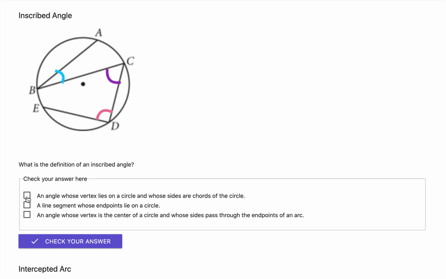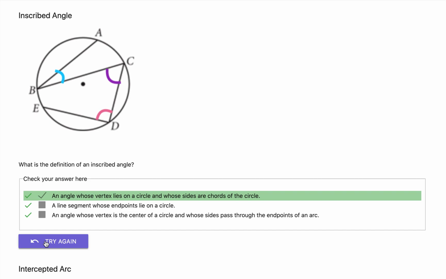So the correct definition for an inscribed angle is this first one here, an angle whose vertex lies on a circle and whose sides are chords of the circle. So, meaning if we're looking at this blue angle right here, an angle whose vertex lies on the circle, so you can see point B lies on the circle, and whose sides are chords of the circle. So side AB is a chord, side BC is a chord, making angle B an inscribed angle. So what I want you to do is write down this definition and include a sketch of the different inscribed angles.